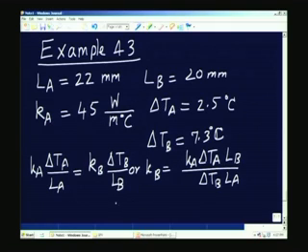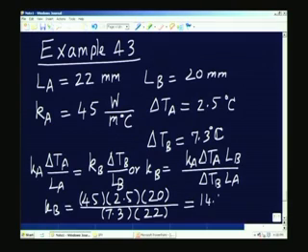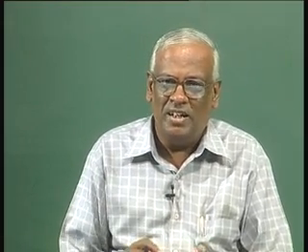All I have to do is to substitute the values. So, therefore, Kb equal to 45 into 2.5 into Lb is 20 divided by 7.3 into 22. So, this will give you a value of 14.01 watts per meter degree Celsius. It could have been easily visualized. La and Lb are very close to each other, 20 millimeters and 22 millimeters, more or less equal, slightly different. Delta Ta is smaller than delta Tb. Therefore, we expect the thermal conductivity of the second specimen to be lower than that of the standard reference material, which is very clear.